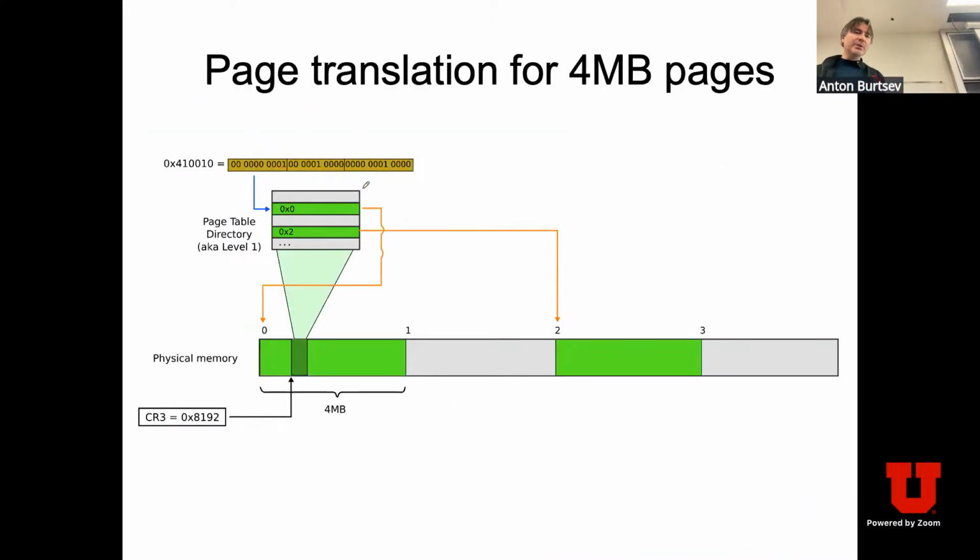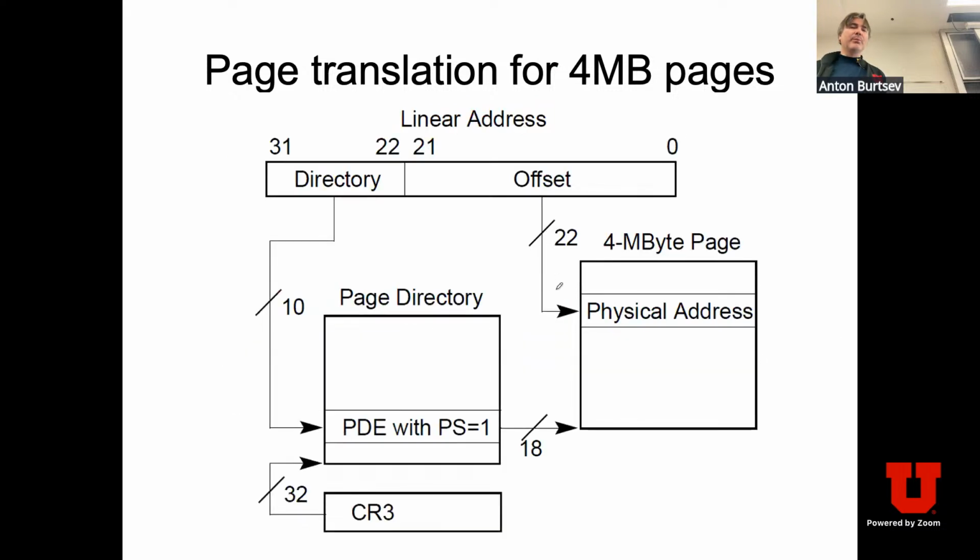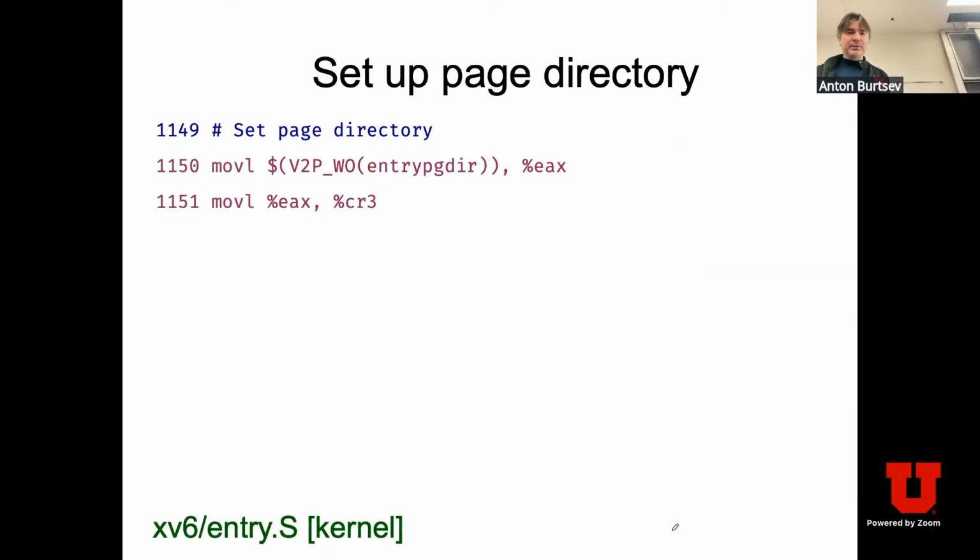We are just simply using an array which is of 1024 entries. Each entry is 4 bytes, right? And this array is a total of 4 kilobytes. And if you want to be more concrete, we're just using this array, right? So we load it in the CR3 register. On Intel, CR3 holds the root of the page table. And that's exactly what we're doing here.